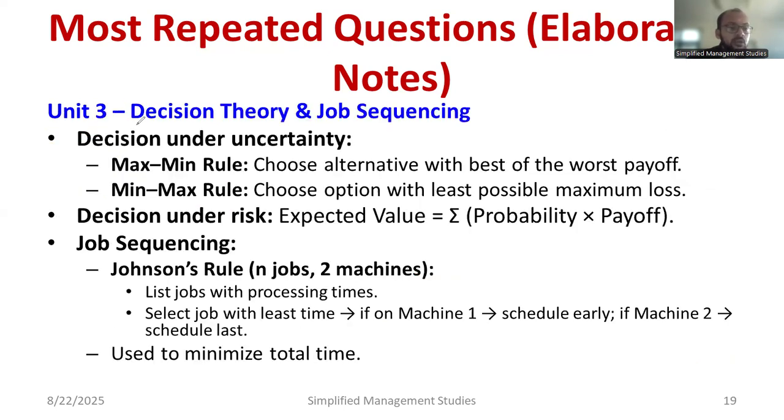Unit number 3 is focusing on decision theory and job sequencing. You focused on decision under uncertainty, how to take a decision under uncertainty. That's very, very important for business managers.